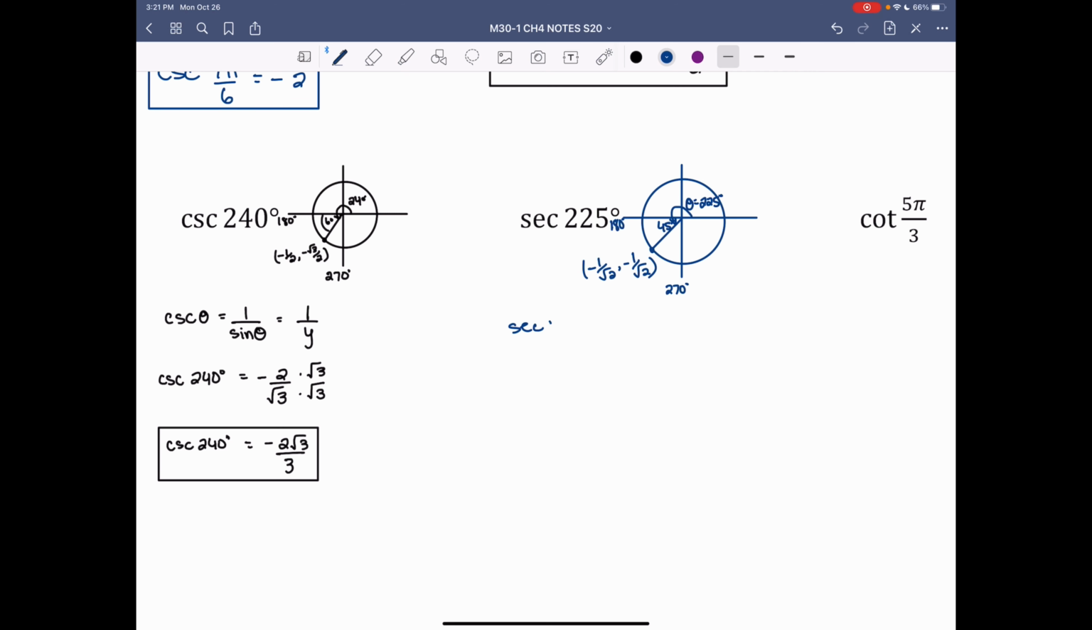Then secant theta equals 1 over cos theta, which for the unit circle is 1 over the x value. Then secant of 225 degrees is equal to the reciprocal of the x value at angle 225 degrees. The x value is negative 1 over root 2, so negative root 2 over 1, which equals negative root 2. Secant of 225 degrees equals negative square root 2.